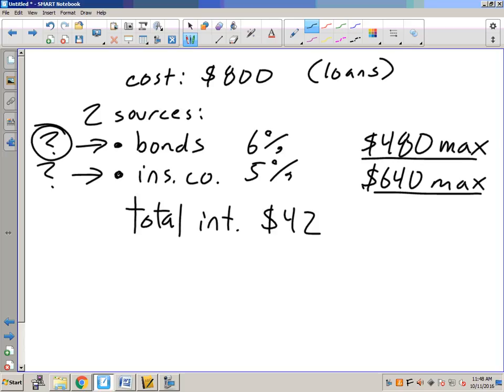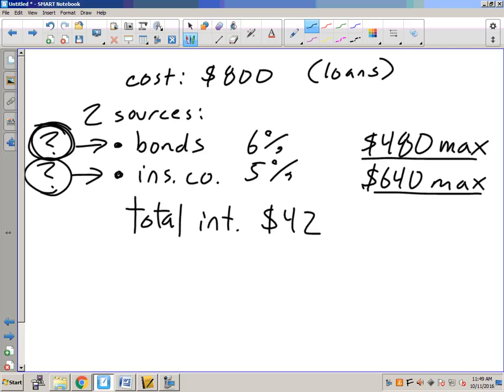Okay. Let's say I figure out for the bonds that I need to borrow $400 million, and from the insurance company I also need to borrow $400 million. Is that possible? Yes, those are both within the maximum values for those two things. In that case, the answer to the question would be yes, it is possible.